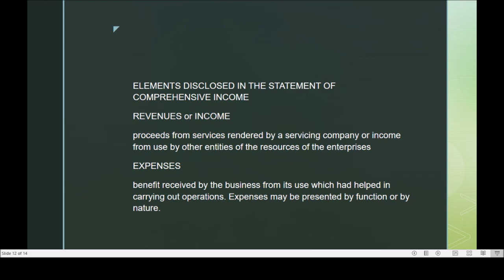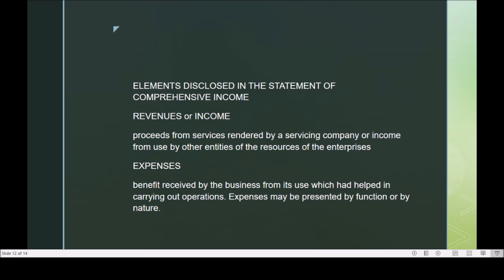How about expenses? These expenses naman are benefits received by the business from its use, pag benefit sa paggamit, which had helped in carrying out operations. Ibig sabihin, for example, a building. At first glance, yung building, masasabi nating asset, pero as time passes by, because nagde-depreciate siya, a portion of it ginagamit na natin, yung gamit na part na yon is considered as expense. And we name it as a depreciation expense. Expenses may be presented by function or by its nature.